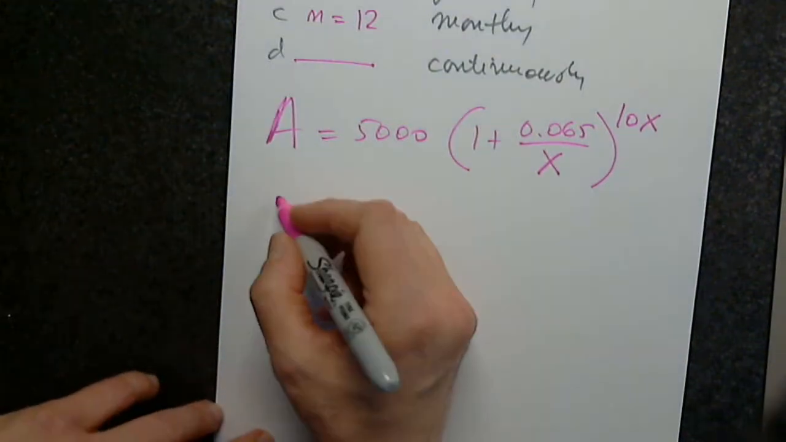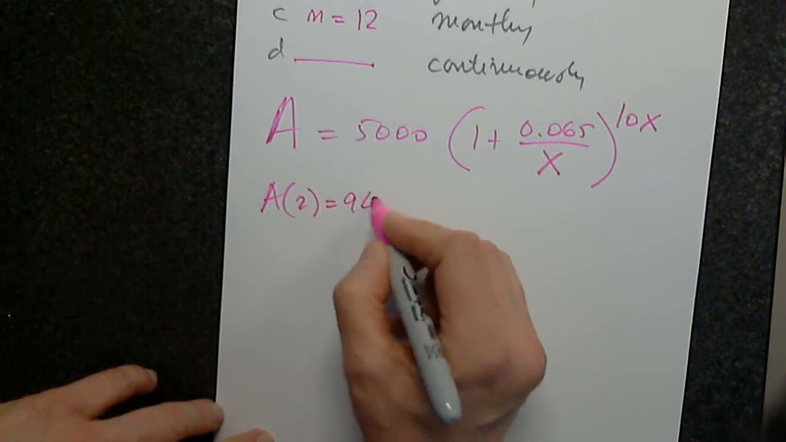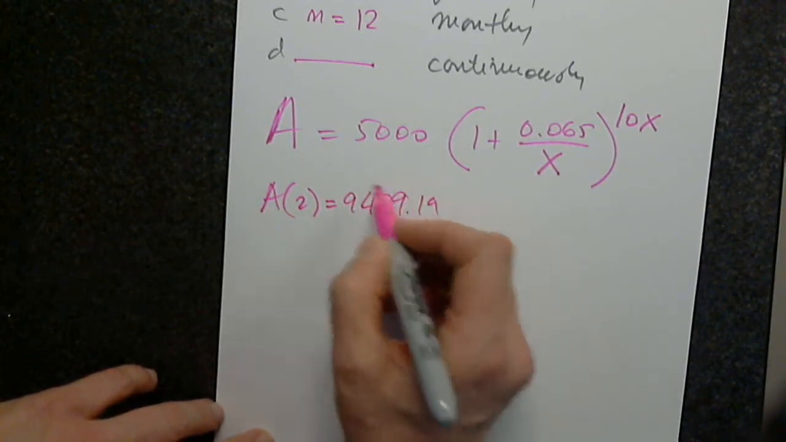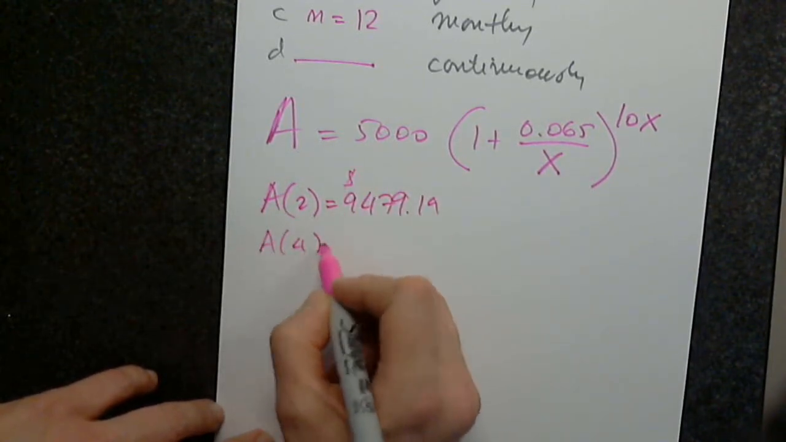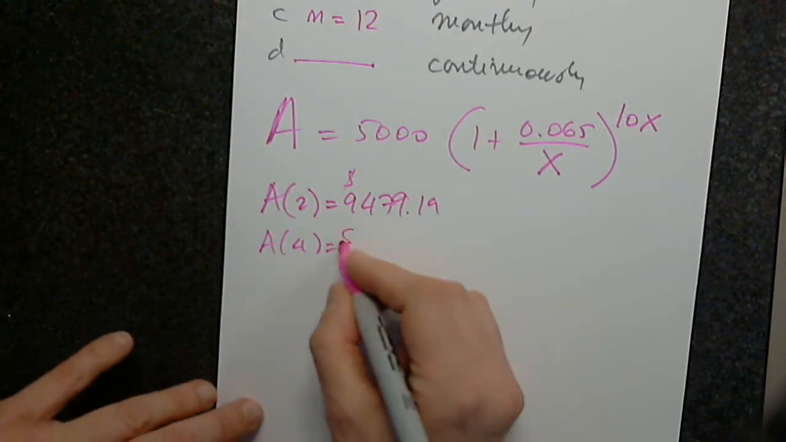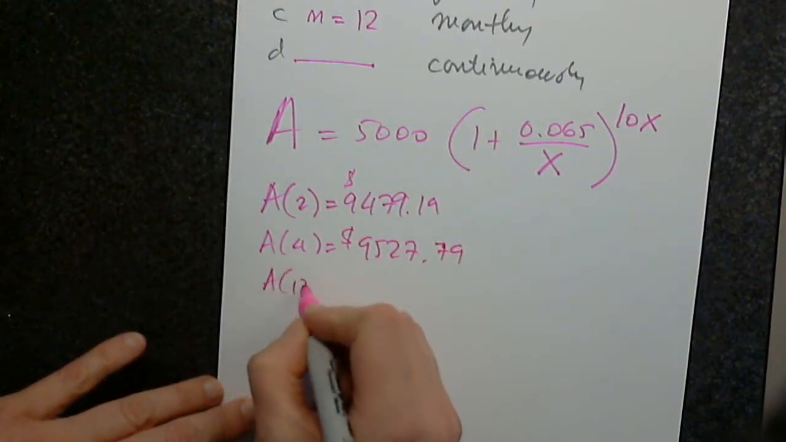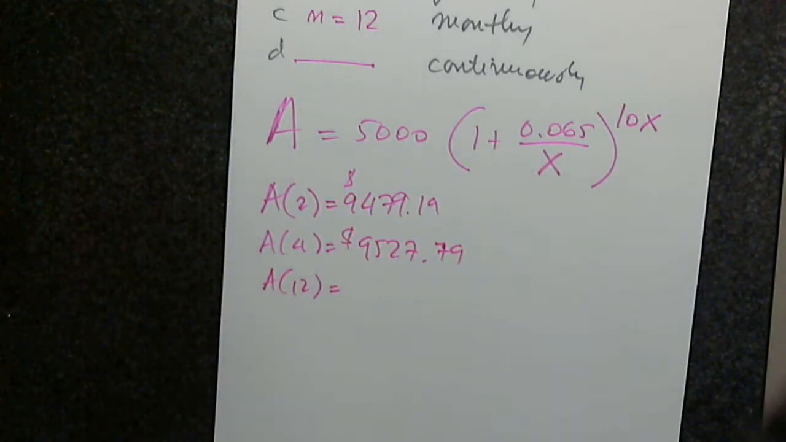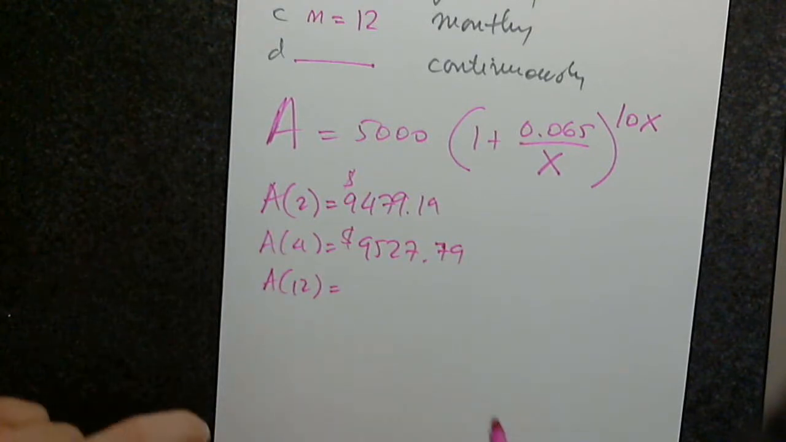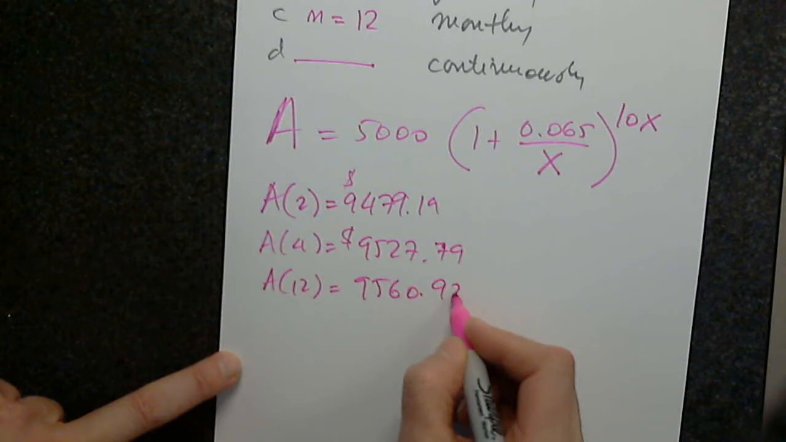So I have A of 2 is 9479.19. A of 4, 9527.79. A of 12, say it again. 9560.92.